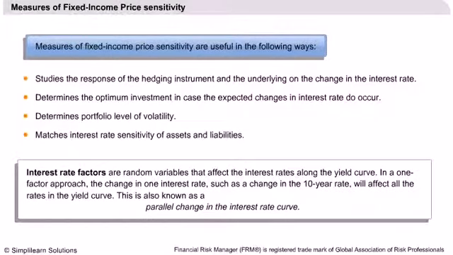Interest rate factors are random variables that affect the interest rates along the yield curve. In a one-factor approach, the change in one interest rate, such as a change in the 10-year rate, will affect all the rates in the yield curve. This is also known as the parallel change in the interest rate curve.